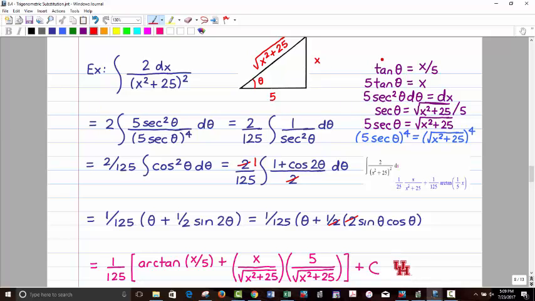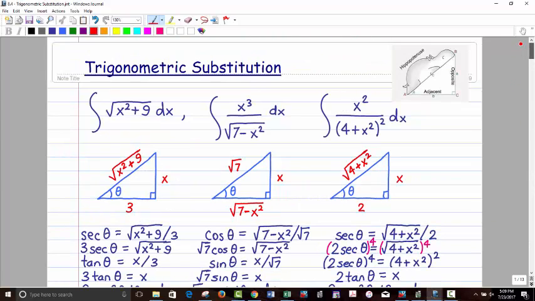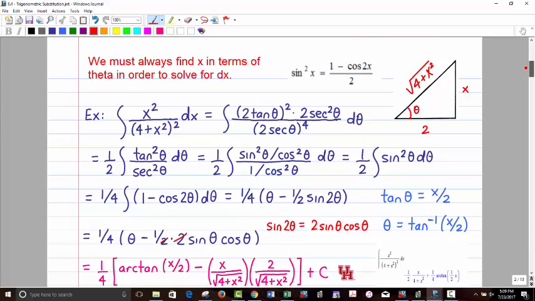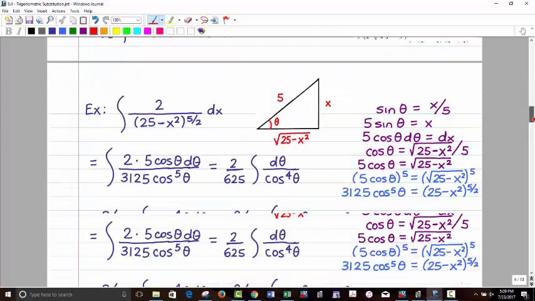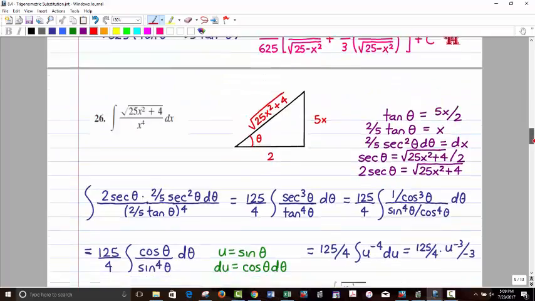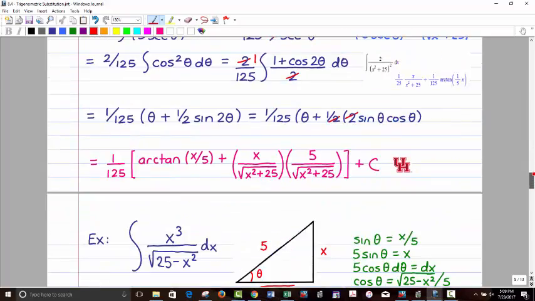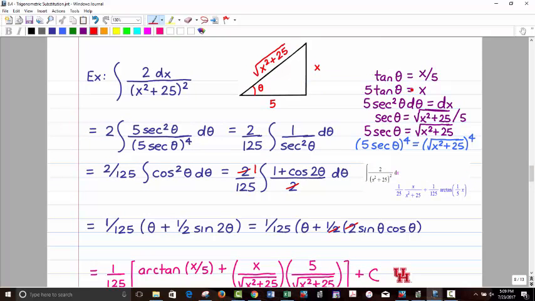Let's see, I'm going to check something for a second here. All right. Does end up very similar looking to that other example. So 5 tan theta equals x, therefore 5 sec squared d theta is dx. Secant will be the radical over 5, so 5 times secant is the square root of x squared plus 25. 5 sec squared d theta represents dx.